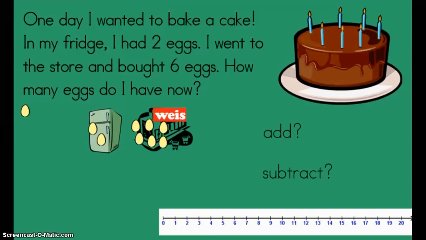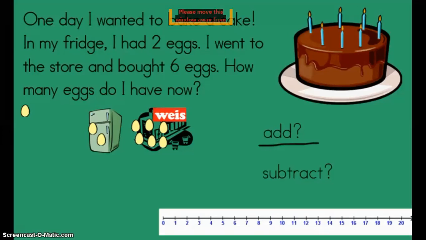So think about this story. What do we need to do in this story? What's happening in this story? That's right. We need to put the 2 groups of eggs together. That means we should add. I was able to figure out that I need to add based on what happened in the story.